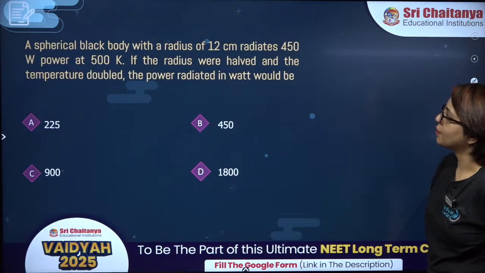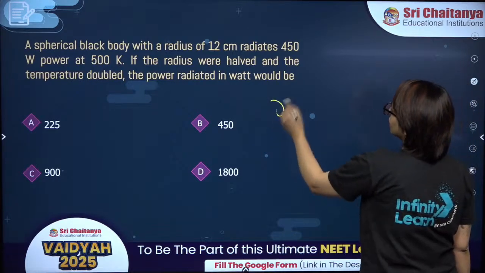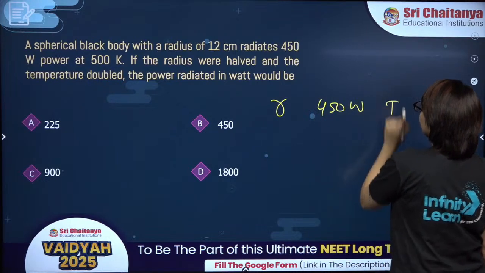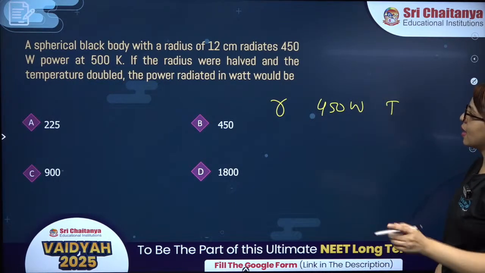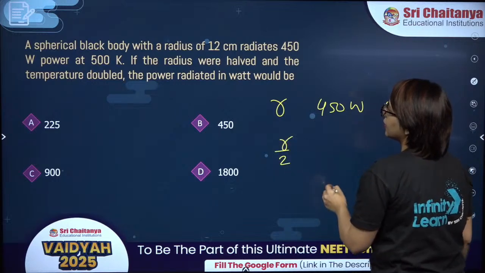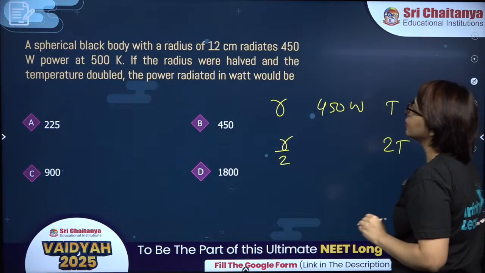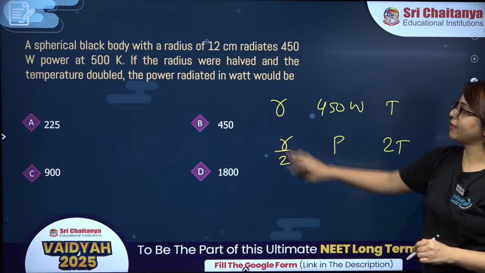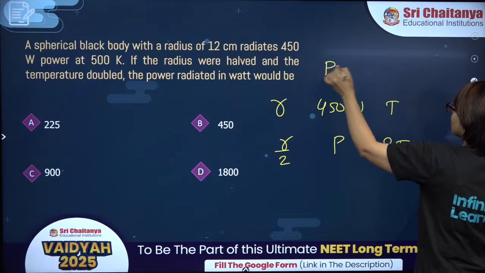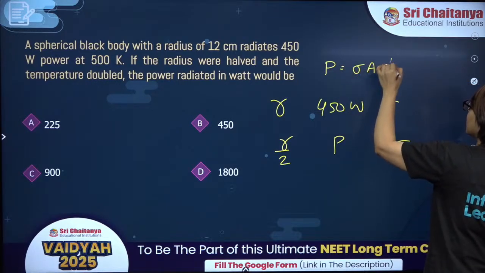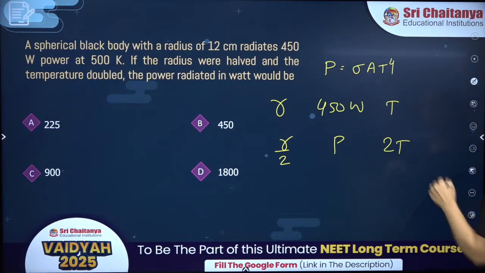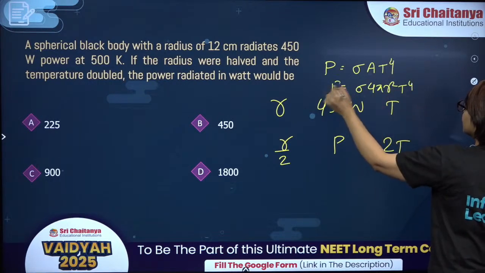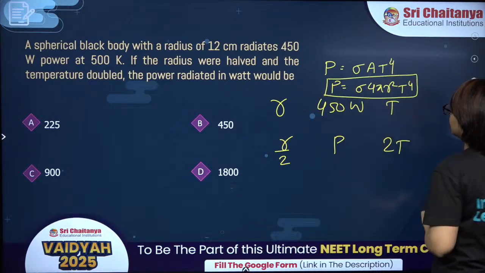A spherical black body with radius 12 centimeter radiates 450 watt at 500 Kelvin. If the radius is half now and the temperature is doubled, what is the new power radiated in watt? This is one of the PYQ from heat transfer. So power radiated is sigma A T power 4. A is the surface area, which is 4 pi r square for spherical body, into T power 4. This is what we have for power radiated.